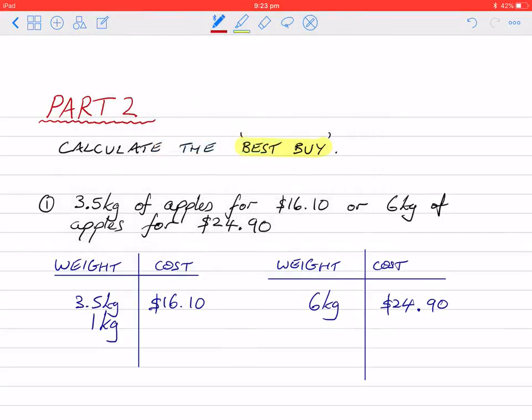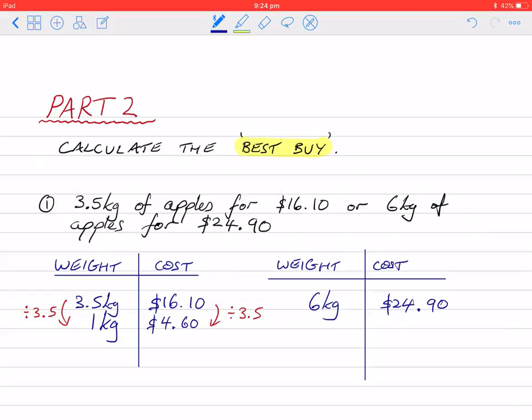So we use the same method we just did in part 1. We change 3.5 to 1. To do that, I divide it by 3.5. Do the same over here, divide this by 3.5. So on your calculator, you go $16.10 divided by 3.5, and that is $4.60.